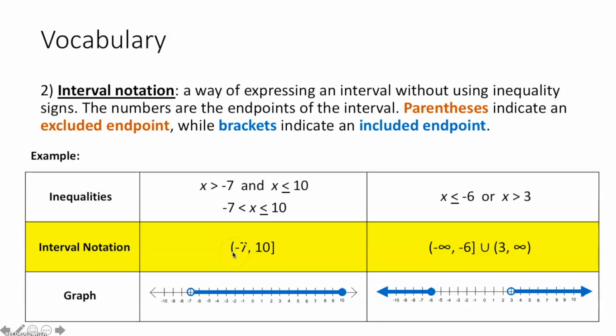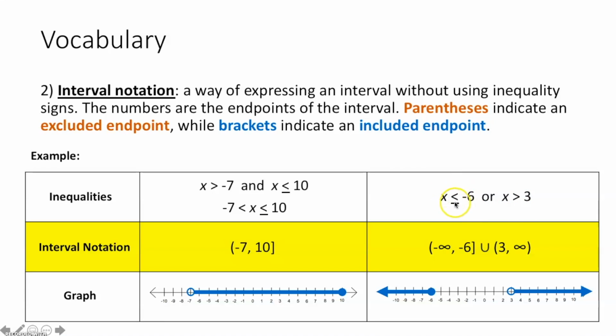So it goes parenthesis, -7, comma, and then for 10, since there is an equal sign, we're going to put a bracket, which indicates that that endpoint is included, which means there's going to be a closed circle there. That's how you do interval notation for an "and" compound inequality. For an "or" compound inequality, it's going to be a little bit trickier. You're going to do two separate intervals, and you're going to join them with this U. It stands for union.